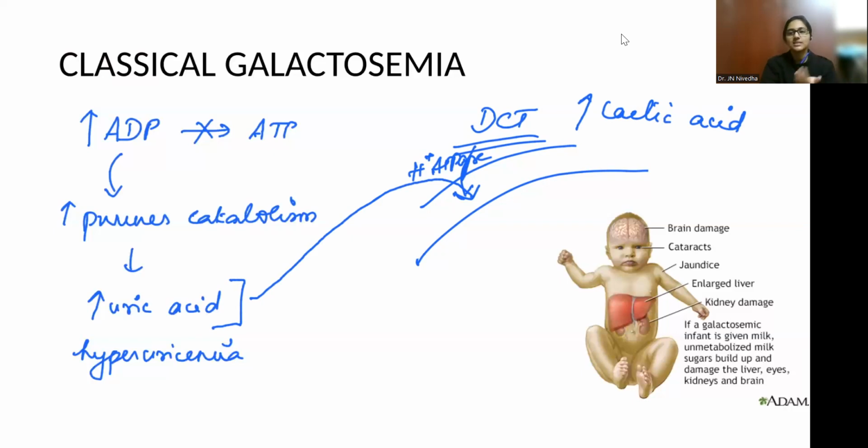Since all of the acids are excreted through the kidney via the same transporter, instead of lactic acid, uric acid gets excreted. So lactic acid gets accumulated in the circulation, which leads on to lactic acidosis. Is it clear? So lactic acidosis is what we've got now.